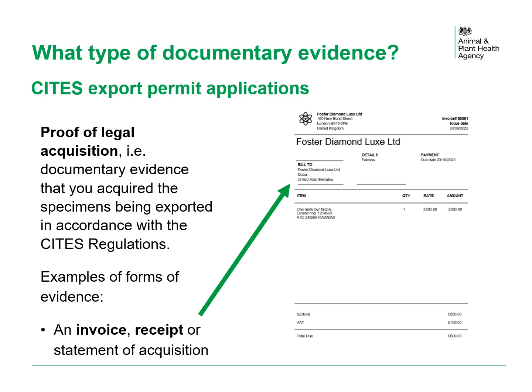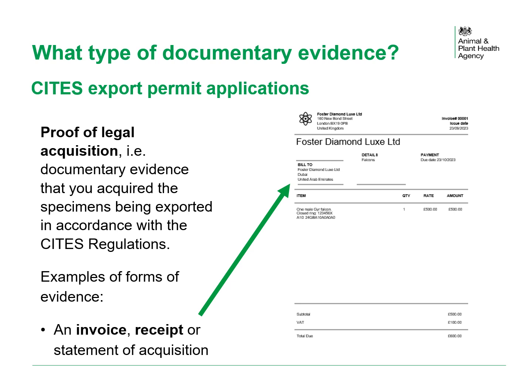If you are applying for a CITES export permit, you will need to provide documentary evidence to prove you acquired the specimen you are exporting legally in accordance with the CITES regulations. Legal acquisition can include buying a specimen bred in the UK in accordance with the CITES regulations, breeding a specimen in the UK in accordance with the CITES regulations, or being gifted a specimen originating in the UK in accordance with the CITES regulations.